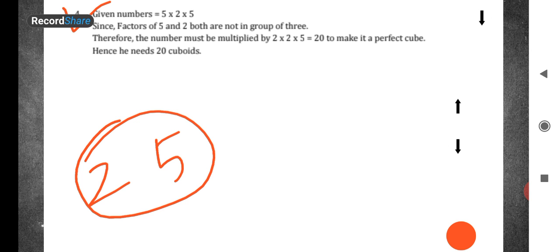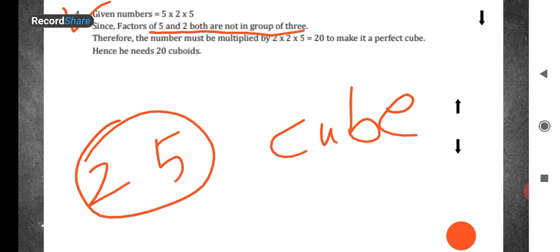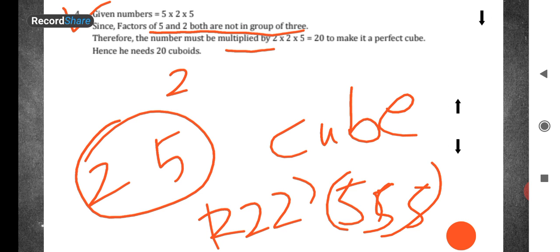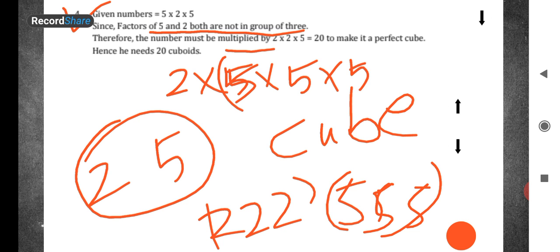Now since the factors of 5 and 2 are both not in a group of 3, to become a cube they should be in a group of 3, isn't it? Group of 3 means there should be three 2s and there should be three 5s to become a cube. Therefore the number must be multiplied by what? We have 5 into 5, isn't it? Now we need one more 5 to become a cube. So we will multiply with 1 5.